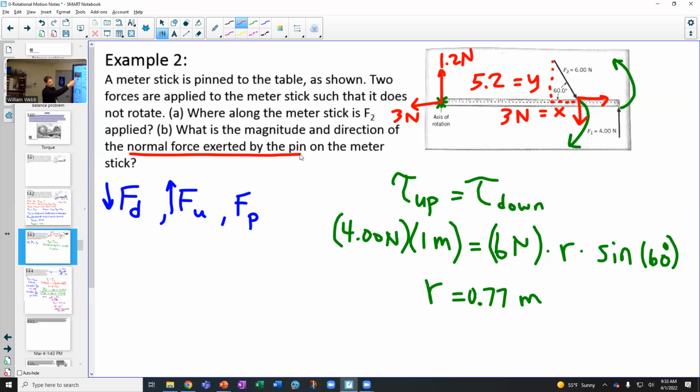So let's redraw this over here. The pin has to pull 3 newtons to the left. And let's do it tip to tail. It also has to push 1.2 newtons up to counteract those other forces. So the actual force that it exerts would be that side of the triangle, right? It's actually going to have an angular force. So how do we find that?